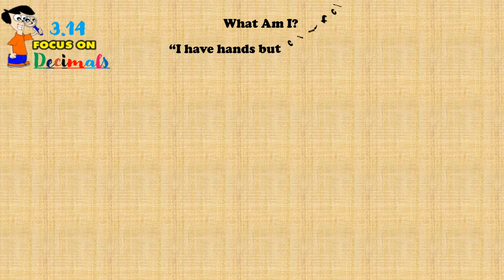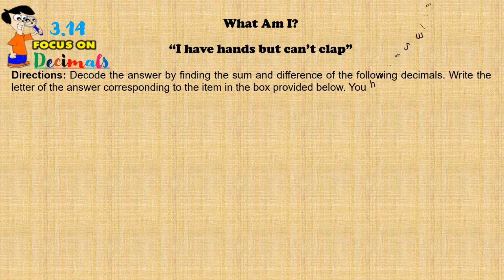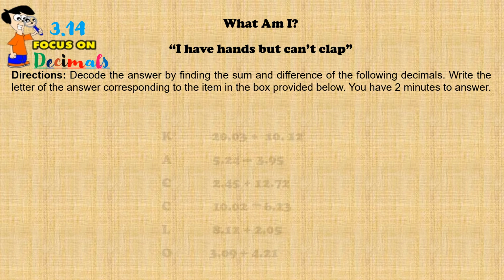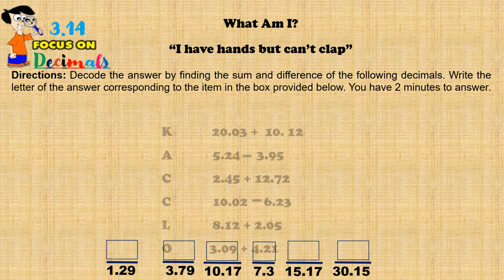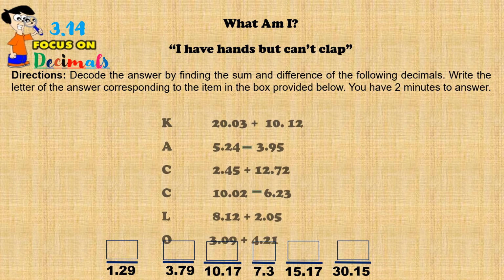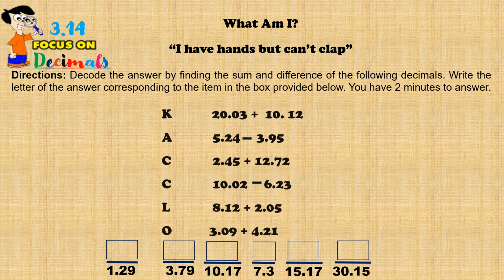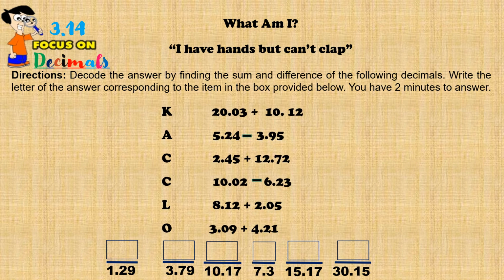Let us go back to the riddle posted earlier and check if you get the correct answer. So what am I? I have hands but can't clap. Directions: decode the answer by finding the sum and difference of the following decimals. Write the letter of the answer corresponding to the item in the box provided below.